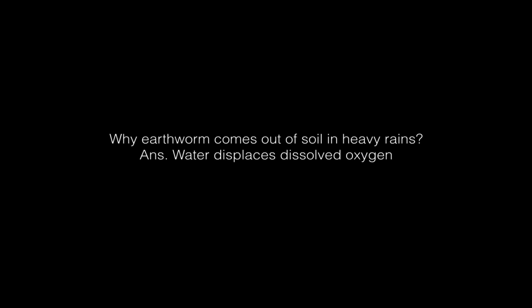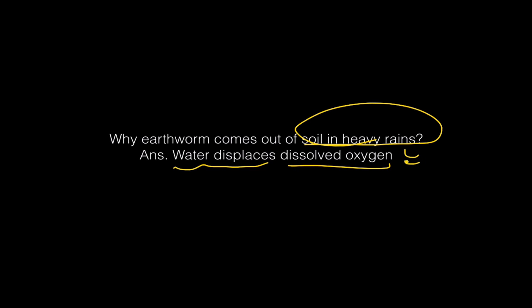Is that understood? So why does an earthworm come out of soil in heavy rains? Because water of rain displaces dissolved oxygen, so they come out to breathe.